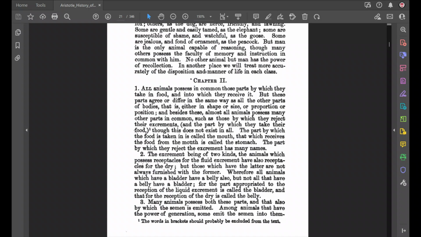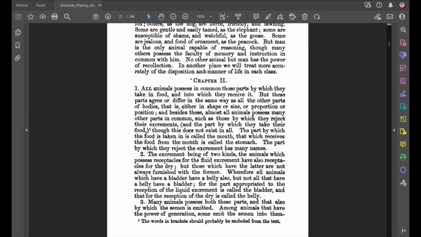That's where digestion takes place. But as digestion takes place and the waste remains, Aristotle refers to that place as just the belly in general. And the bladder is the place where liquid waste is collected.